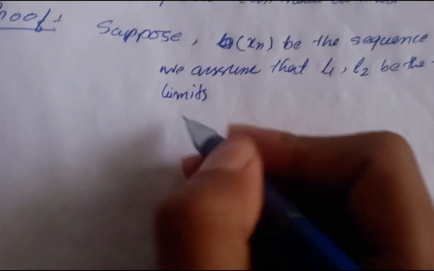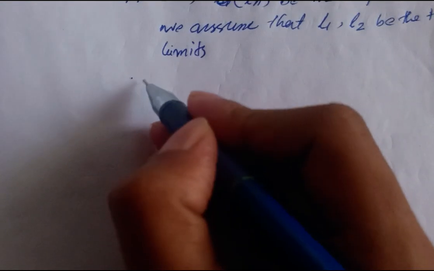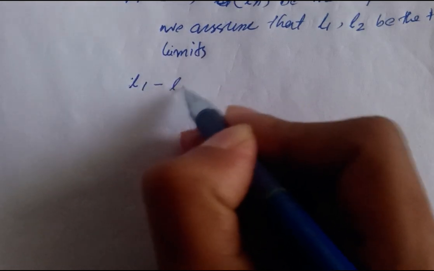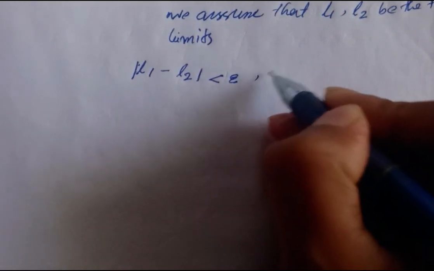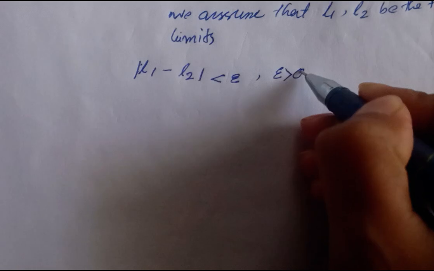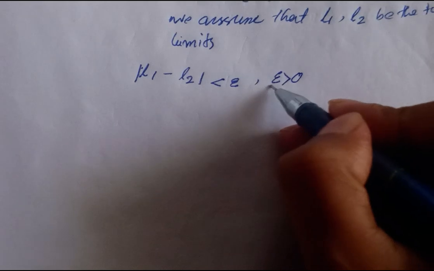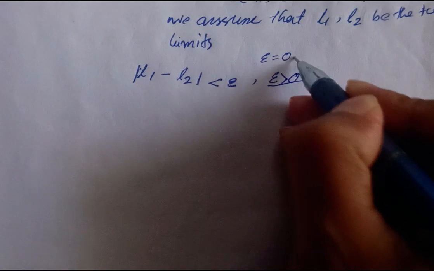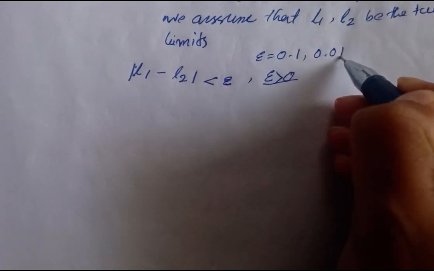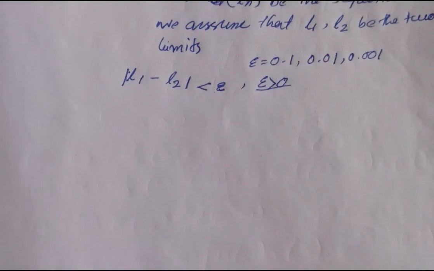What do we need to show? We need to show that the sequence has a unique limit. There are several ways we can show that. Suppose we can show that mod of L1 minus L2 is less than epsilon, where epsilon is greater than 0 and is any arbitrary number. So we can take epsilon to be 0.1, 0.001, 0.0001, that means as close as possible to 0.